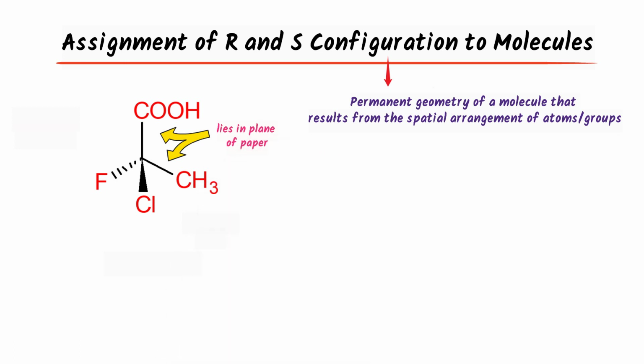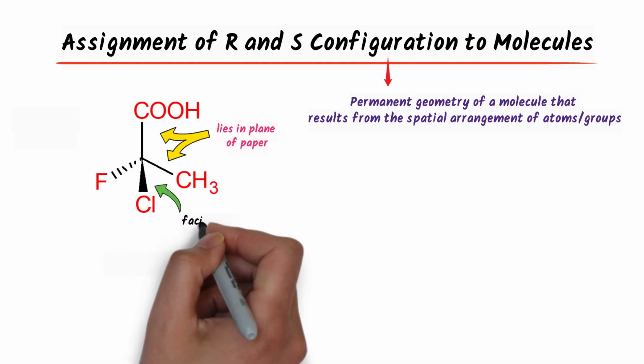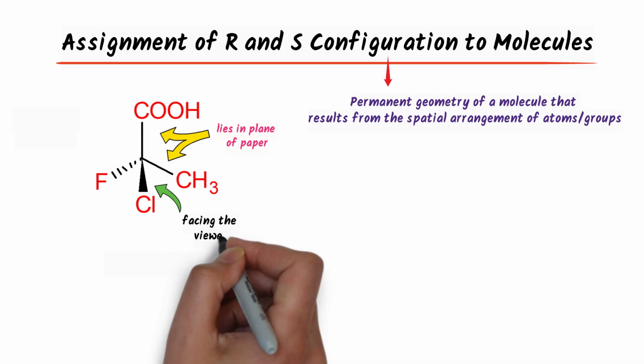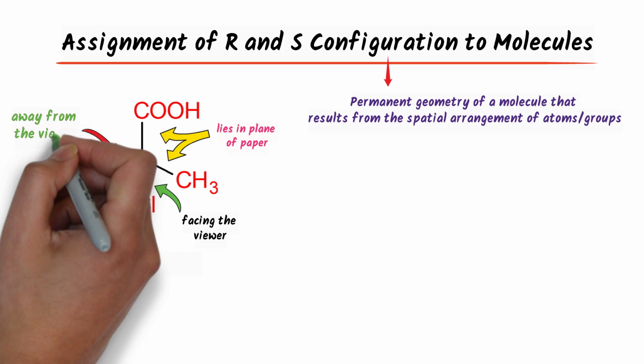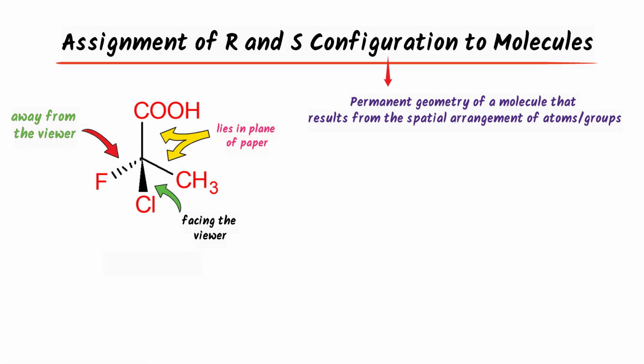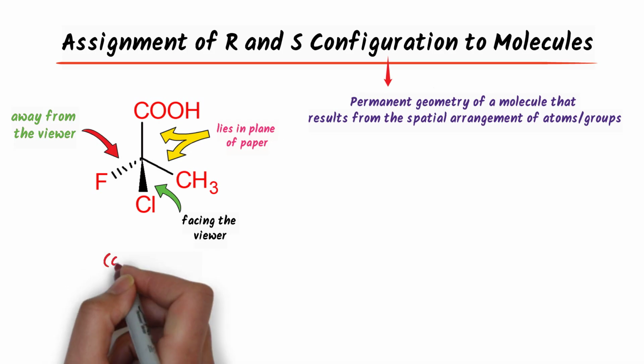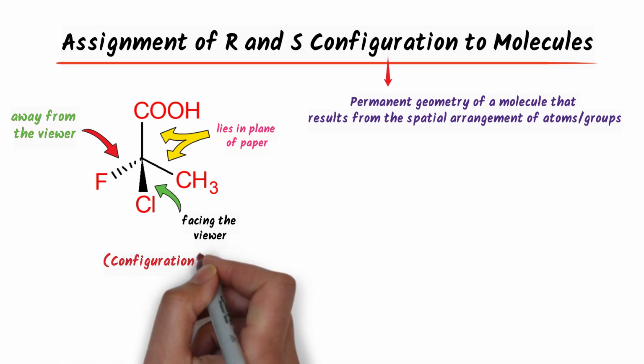The wedge bond attached to chlorine is facing the viewer, while the dotted bond attached to fluorine is away from the viewer. This representation is known as the flying wedge or wedge-dash representation, as it depicts the spatial arrangement of atoms or groups around that central carbon. So this is the configuration of a molecule.